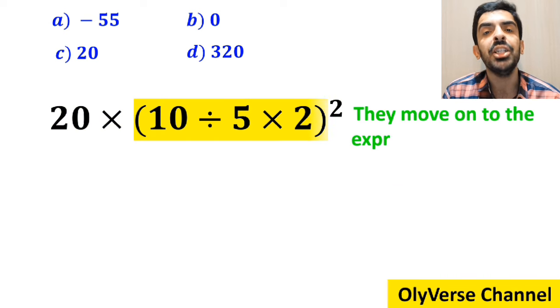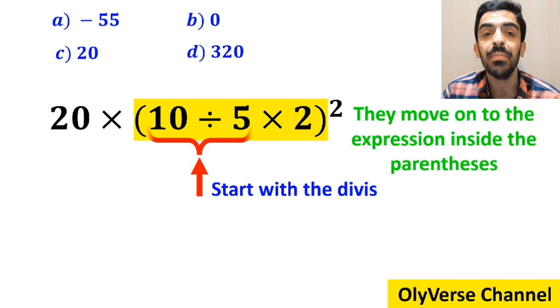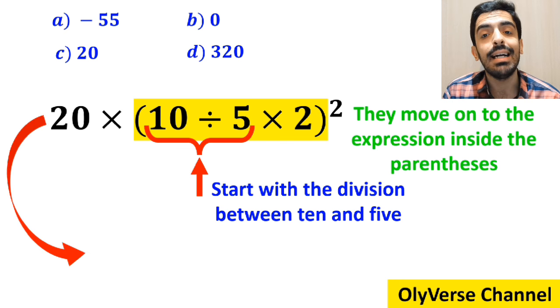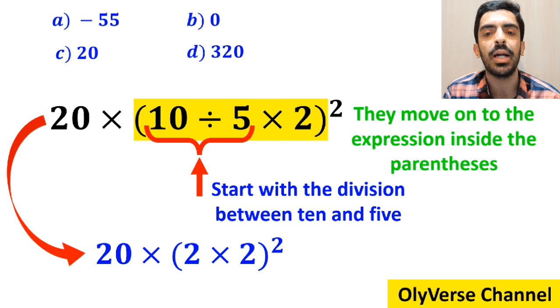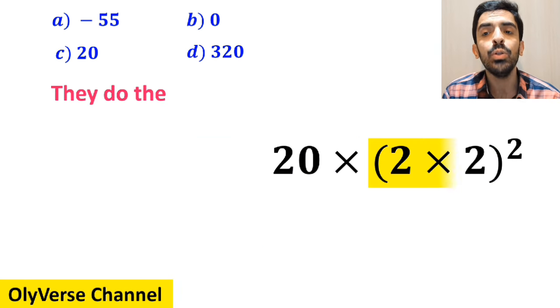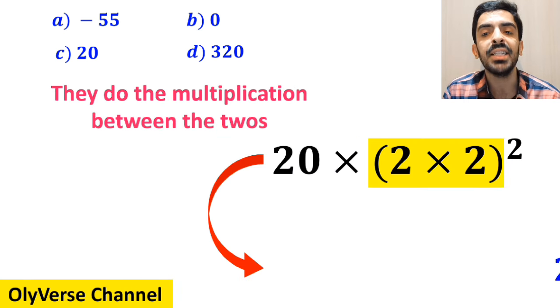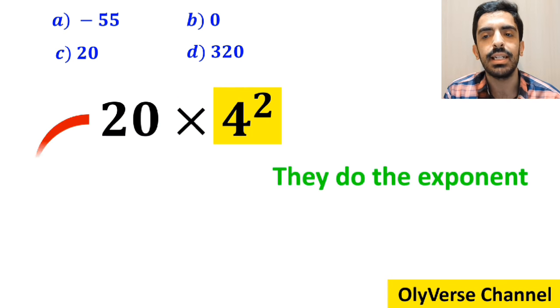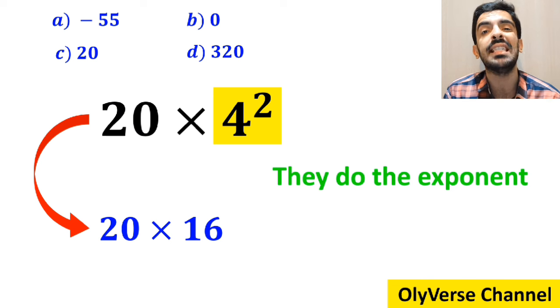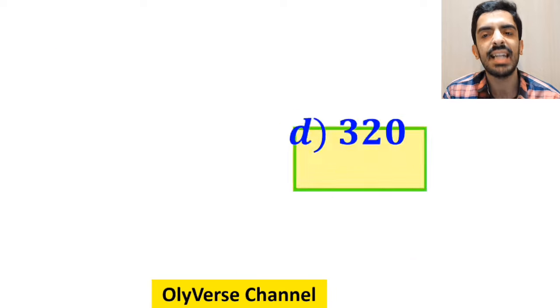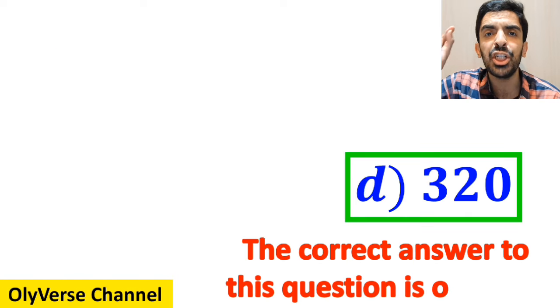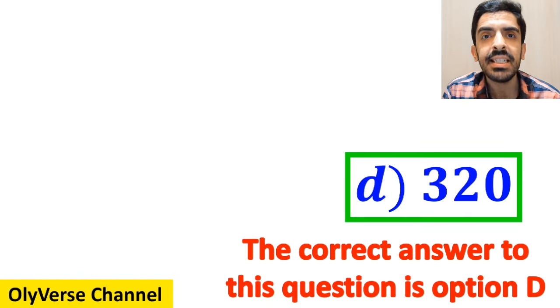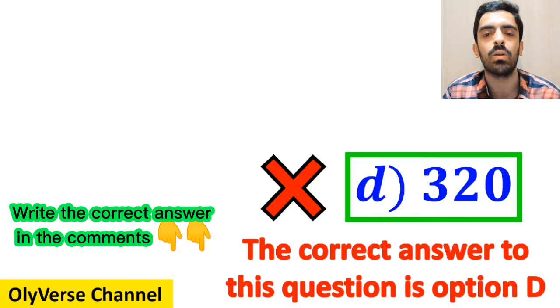Then they move on to the expression inside the parentheses and start with the division between 10 and 5. They simplify this expression to 20 multiplied by (2 times 2) all squared. Next, they do the multiplication between the 2's and write this expression as 20 times 4 squared. Finally, they do the exponent and simplify this expression to 20 times 16, which gives them the answer 320. Then, they quickly say that the correct answer to this question is option D. However, this answer is absolutely wrong.